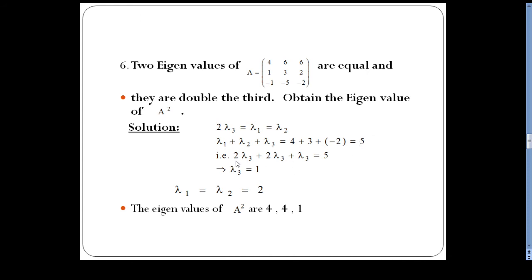Now here I can substitute 2 lambda 3 instead of lambda 1, then 2 lambda 3 instead of lambda 2, and then the last one lambda 3. On adding we get 5 lambda 3 equal to 5, so lambda 3 equal to 1. After finding lambda 3 equal to 1, when we substitute, we get lambda 1 equal to 2 and lambda 2 equal to 2. So the eigenvalues of A square, when you square all the lambda values, will be 4, 4, 1.